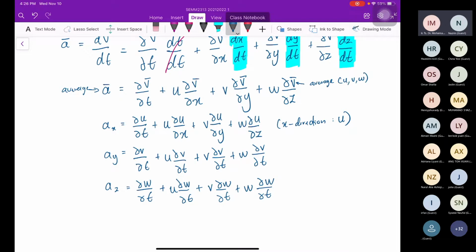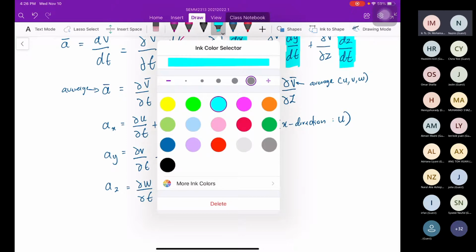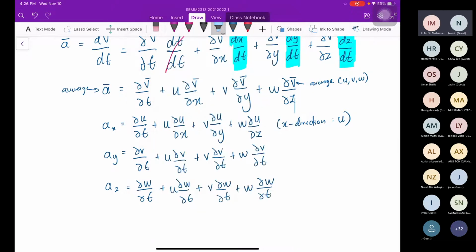Alright, you see that between X, Y, and Z, there is a similarity. Where is the similarity? Okay, I highlight the similarity. U, same with this one. V, V, V. You can see partial derivative, this one, similar. Right, very similar.